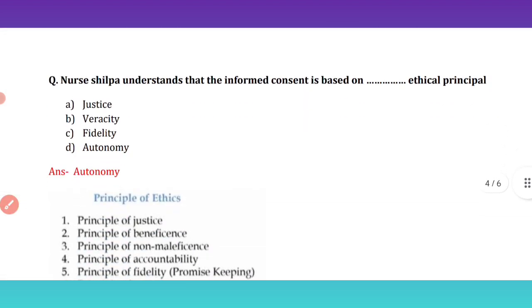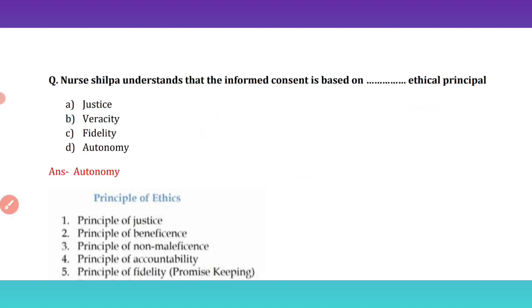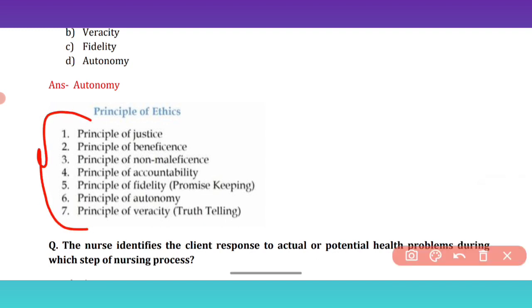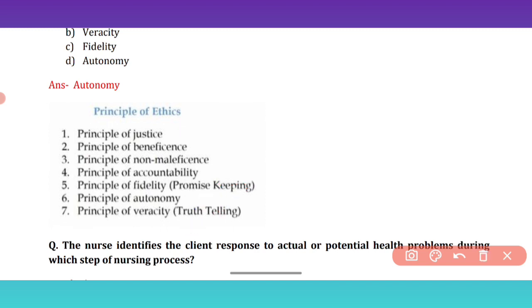The next question is, Nurse Shilpa understands that the informed consent is based on dash ethical principle. See, many times this question is asked in the examination. Very, very important question. Here they are asking about the ethical principles. So first you should know how many ethical principles there are. There are 7 ethical principles: justice, beneficence, non-maleficence, accountability, fidelity, that is keeping the promises, autonomy, and veracity. Let's see one by one.